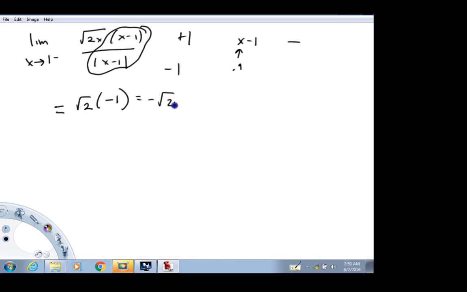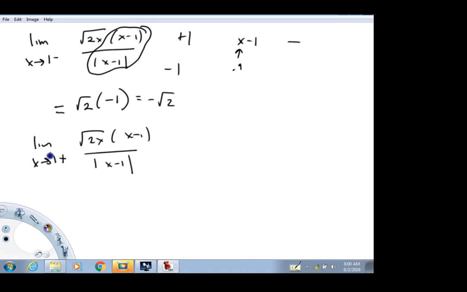I'm going to right now write out the little brother of this same question. We're going to do the same limit as x approaches 1, we're going to do the same expression as we approach from the right. So square root of 2x times x minus 1 over absolute value of x minus 1. Okay, so same function, square root of 2x times x minus 1 over absolute value of x minus 1.